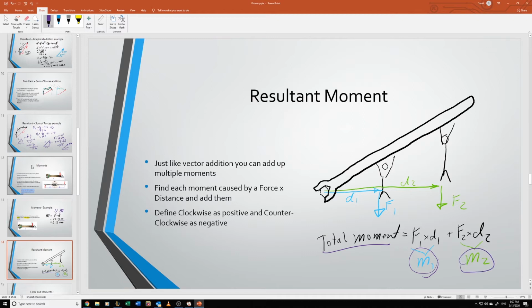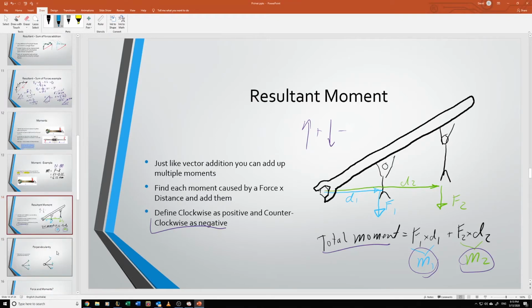We want to define clockwise as positive and counterclockwise as negative, in the same way as when we were doing our resultant forces. We said up was positive and down was negative. We have to do that in the same sense with our moments.